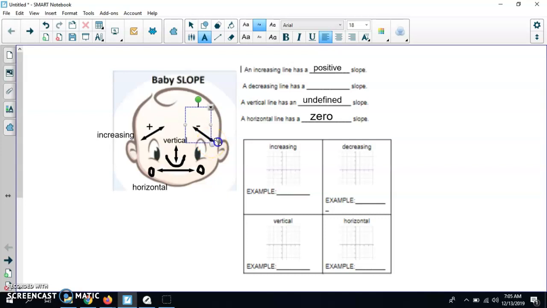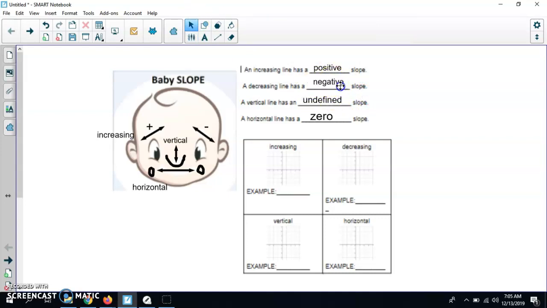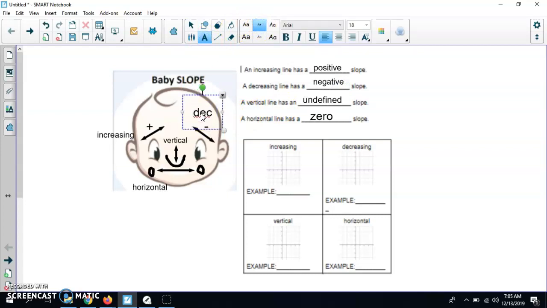So we have a subtraction symbol right here, and I'm going to put that right up there because a decreasing line has a negative slope. Okay, and we filled in the top part of our paper with our ugly, ugly baby. Now let's make sure we fill this in. Okay, this is called decreasing. So I'm going to write this in as a little love note, decreasing. Okay, because that's decreasing right there.